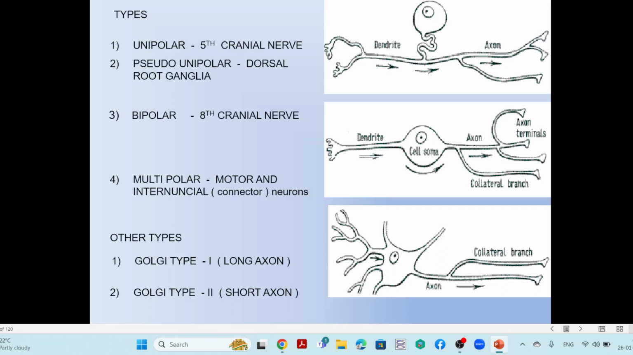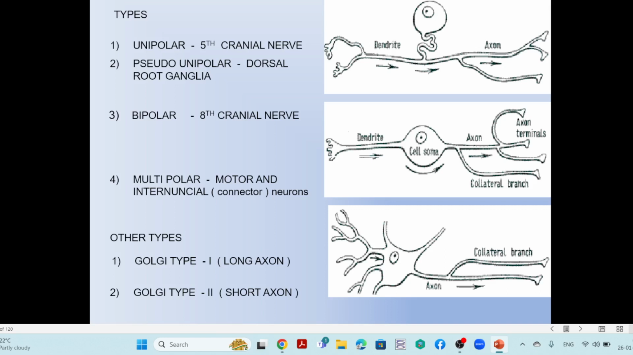There you get the classification of these three types, and you can observe this figure. First one is unipolar, meaning a single process. Bipolar, the cell body has two processes. Multipolar, more than two processes. That is the main classification of the neurons, and they are located in different regions.